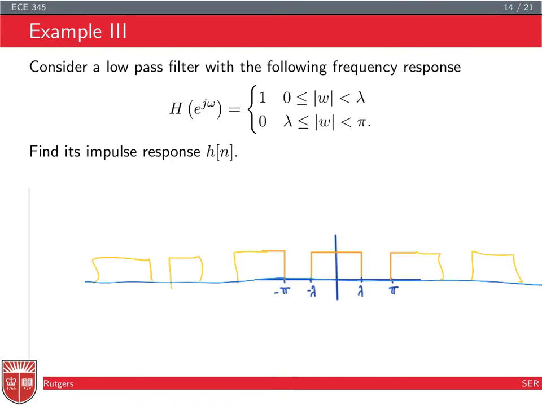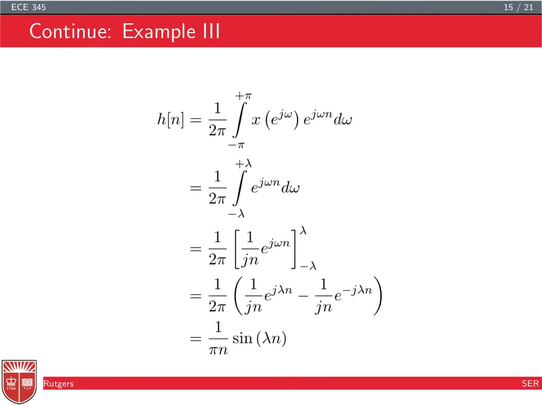Okay, so given this low-pass filter with amplitude 1, because it's only keeping the frequencies between 0 and lambda, and zeroing out everything outside this interval, the question is to find its impulse response. To find the impulse response, we just apply the formula of the inverse DTFT. So h of n, the value of the impulse response at n, is 1 over 2 pi times the integral from minus pi to plus pi of X of e to the j omega e to the j omega n d omega. Here there is a typo. It should be capital X, and I'll fix it later.